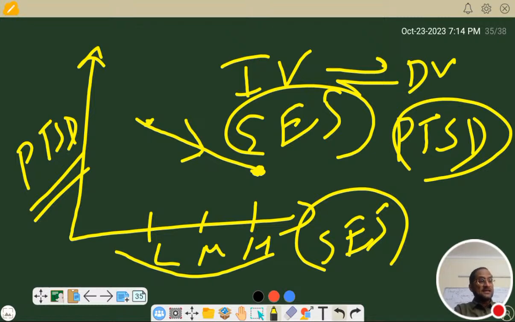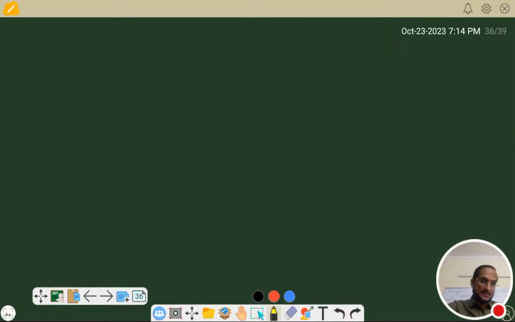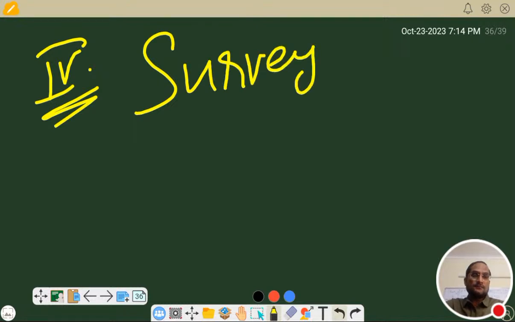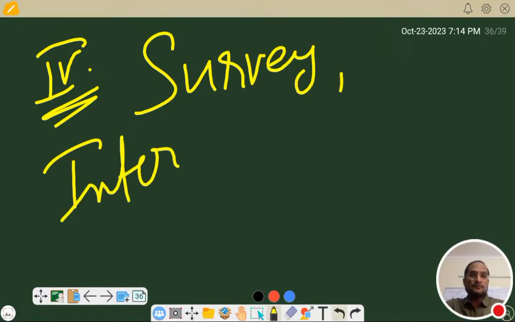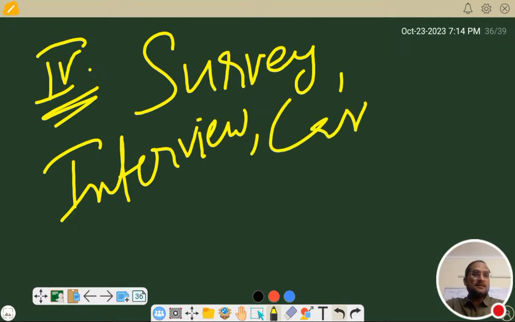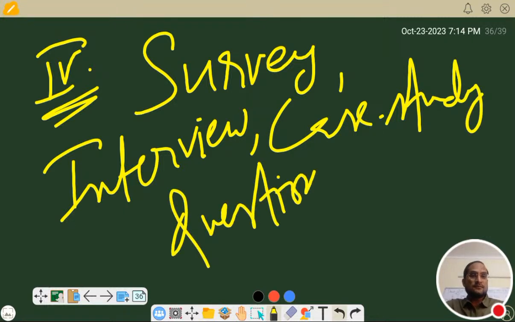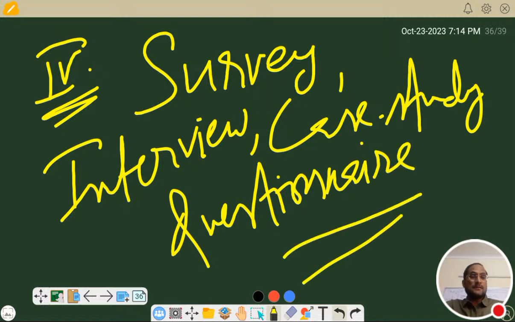Then what else are the characteristics of your descriptive research? Here you have to understand what the methods of data collection are. In every type of research there is a method of data collection. The method of data collection here is survey, interview, case study, questionnaire. These are the methods of data collection.